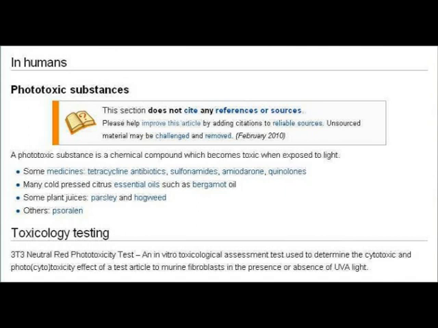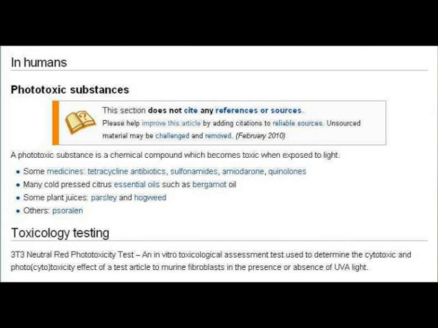But the definition here is a phototoxic substance is a chemical compound which becomes toxic when exposed to light. And at its simplest degree, I think this is what phototoxicity is about. Under the definition it reads, and you should check some of the pronunciations here a little bit as well, it reads some medicines, tetracycline, antibiotics, sulfonamides, amiodarone, quinolones. I think I pronounced those correctly. They can be phototoxic, and then it goes on.